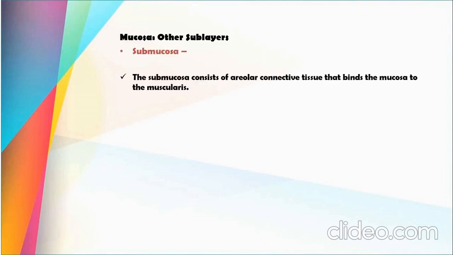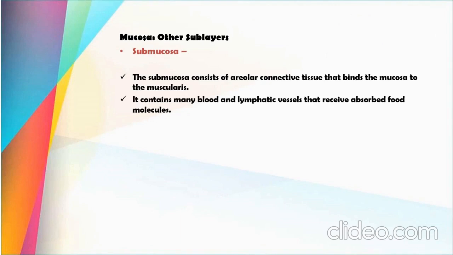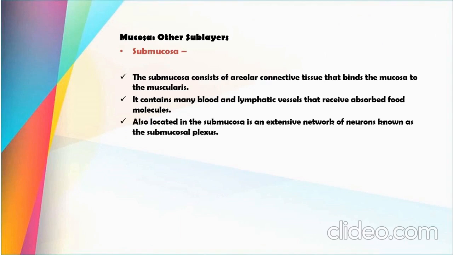Next one is the submucosa. Submucosa consists of areolar connective tissue that binds the mucosa to the muscularis. It contains many blood and lymphatic vessels that receive absorbed food molecules. Also located in the submucosa is an extensive network of neurons, which is also known as the submucosal plexus. The submucosa may also contain glands and lymphatic tissue.